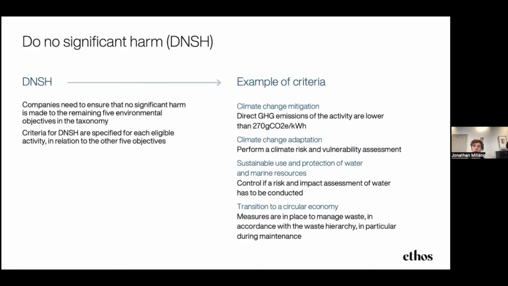There could be then a DNSH criteria of direct greenhouse gas emissions, so that you have to be below a certain threshold, and then also risk and impact assessment of water and transition to a circular economy. So how are you managing waste for that economic activity? So even then, for example, if you're producing electrical vehicles, which is great, you're reducing emissions, but you also have to make sure that you have control of all these other factors. So what are you actually doing with the car once it has expanded its lifespan.